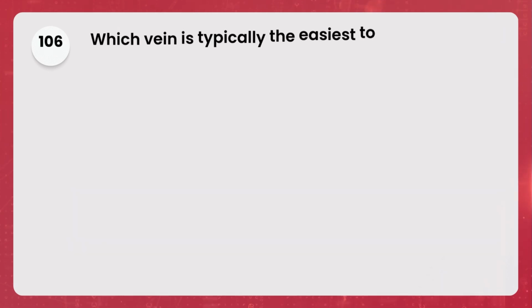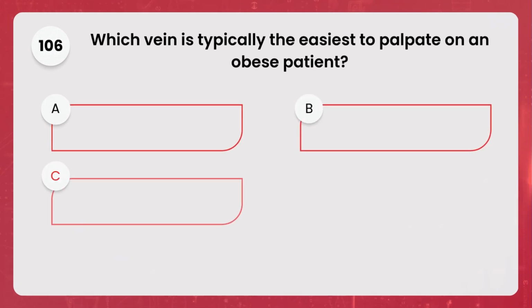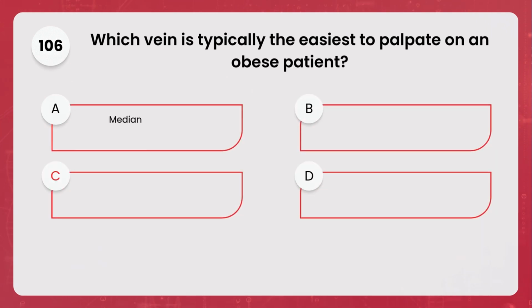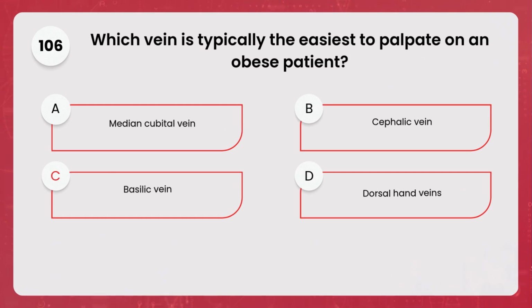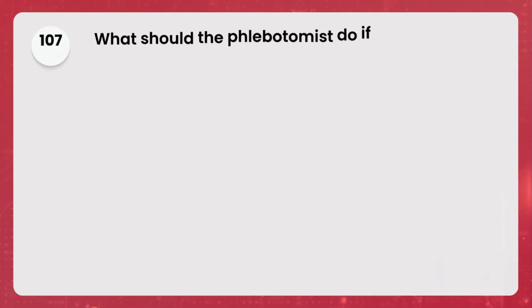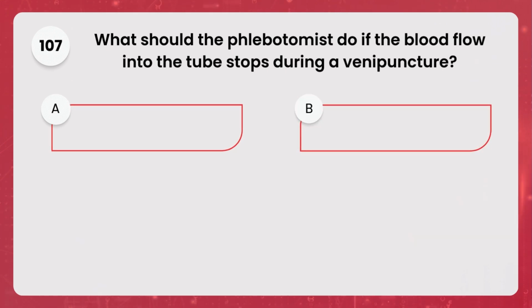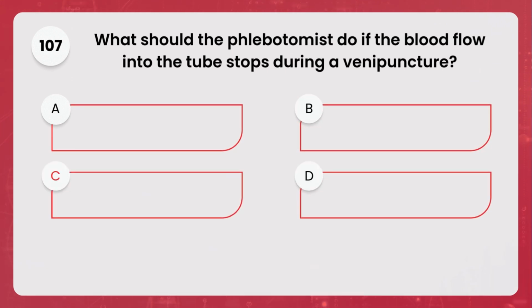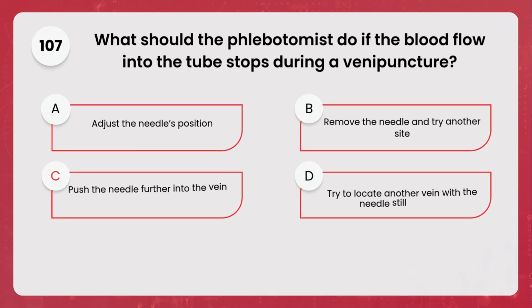Number 106. Which vein is typically the easiest to palpate on an obese patient? A. Median cubital vein, B. Cephalic vein, C. Basilic vein, or D. Dorsal hand veins? The answer is B. Cephalic vein.